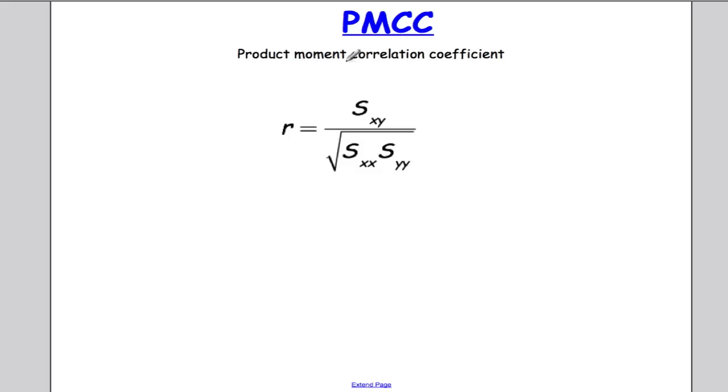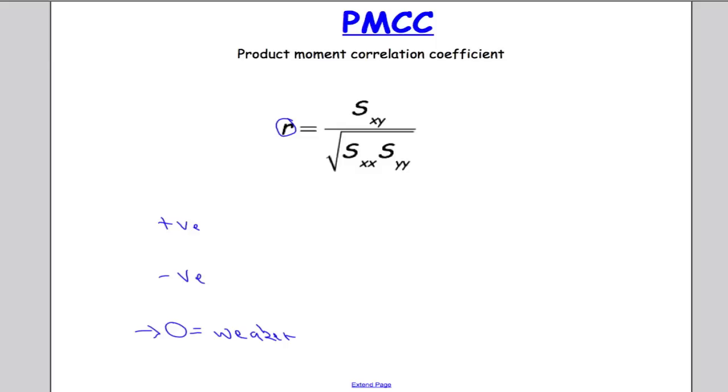Okay, now another thing we can do is work out the strength of the correlation, and that's by working out the product moment correlation coefficient, R. And this tells us how strong the correlation is. So if it's positive, we've got a positive correlation. If it's negative, you've got a negative correlation. And the closer it gets to 0, the weaker the correlation. Do bear in mind that the R value is also extremely affected by outliers.